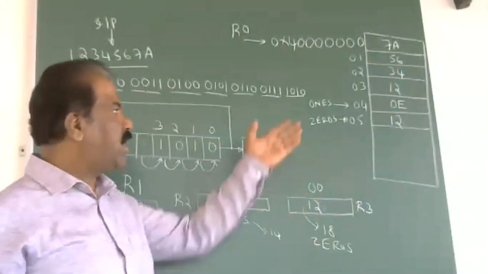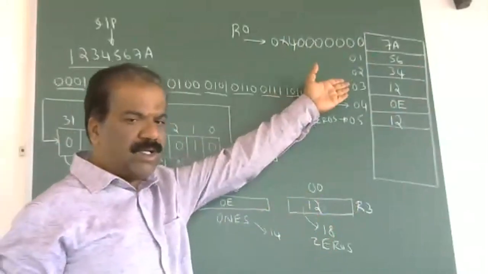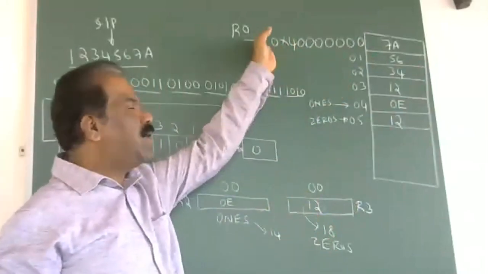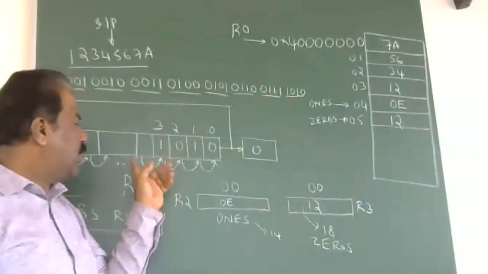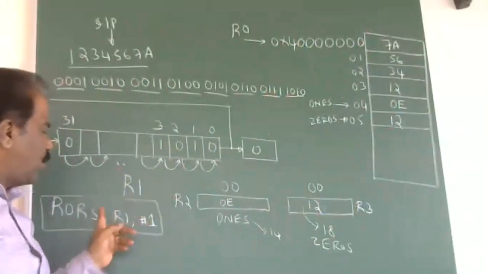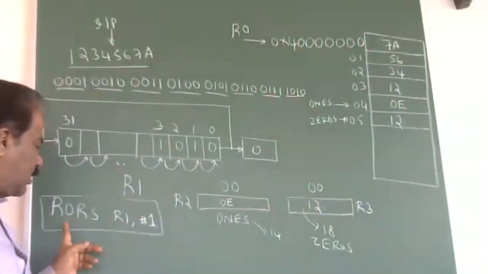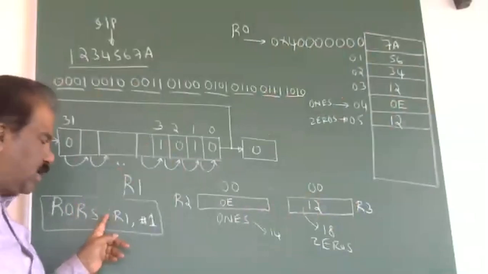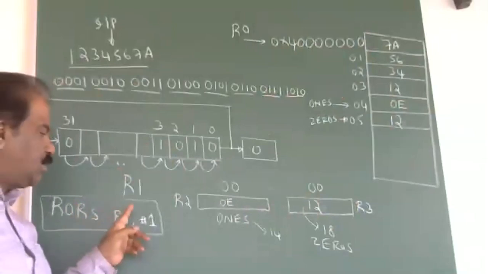What is step number 1? Transfer this data from the memory location, whose address is given by R0, to register R1. R1 is a 32-bit register. Then after executing this instruction, rotate the content of R1 towards right. How many times? One time.